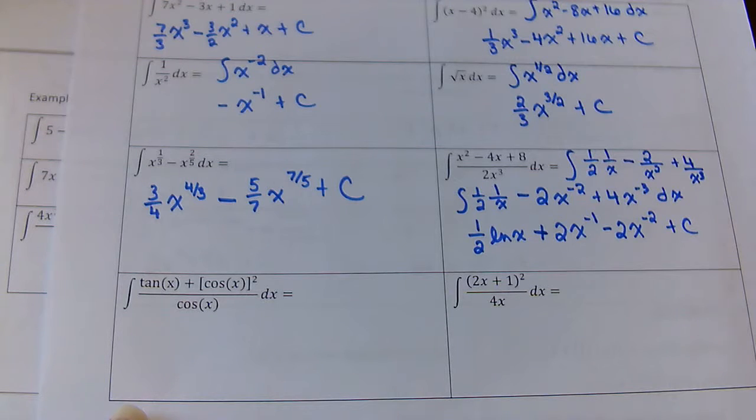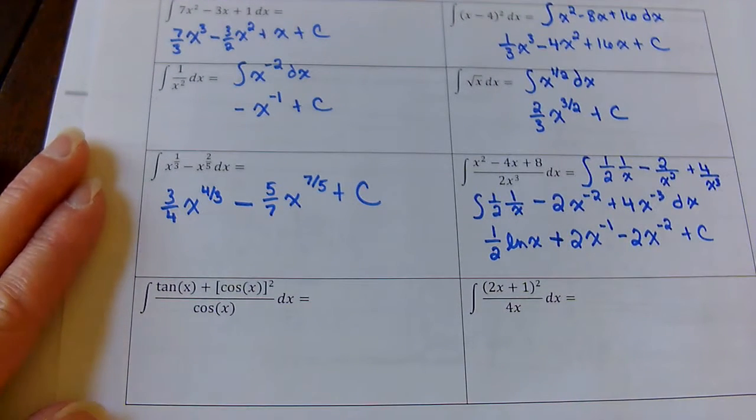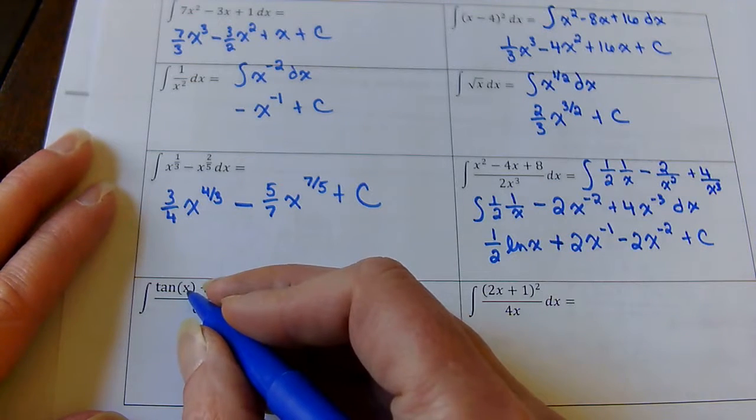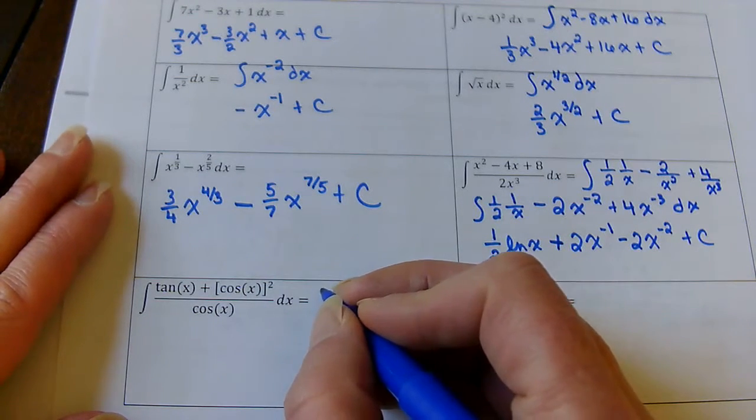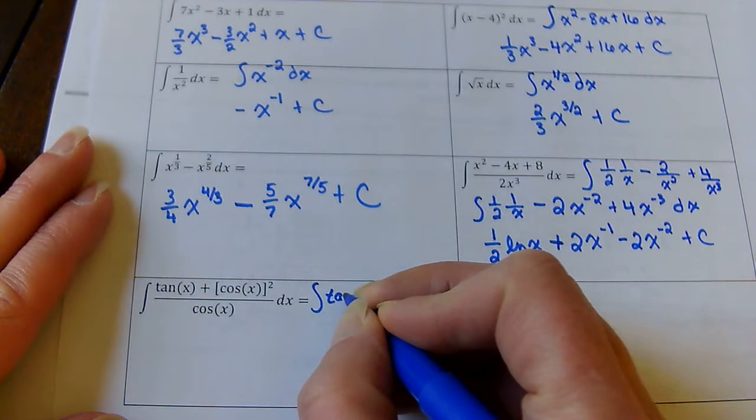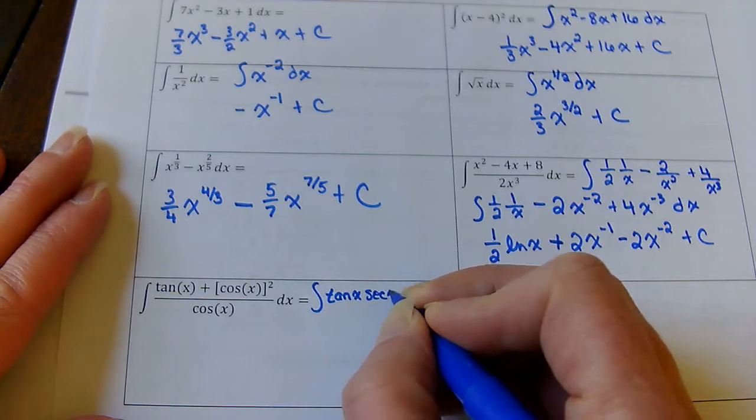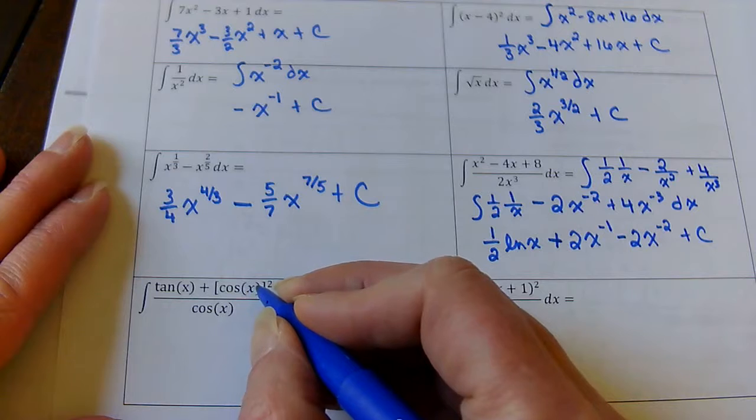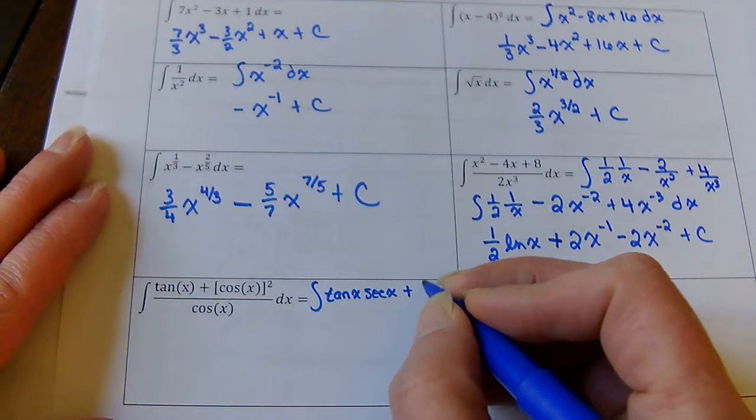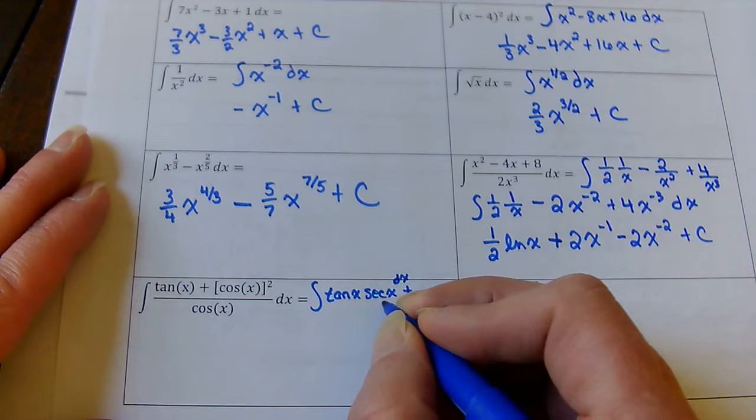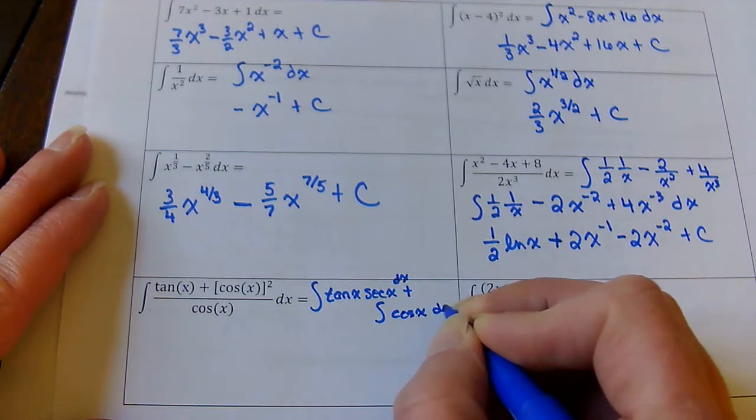This one's a touch more complicated, but it can still be done. Okay, so if I kind of split this up, I'm going to have tangent times 1 over cosine, which would be tangent secant, plus cosine divided by cosine squared divided by cosine, whoops, dx, which would be the integral of cosine x dx.